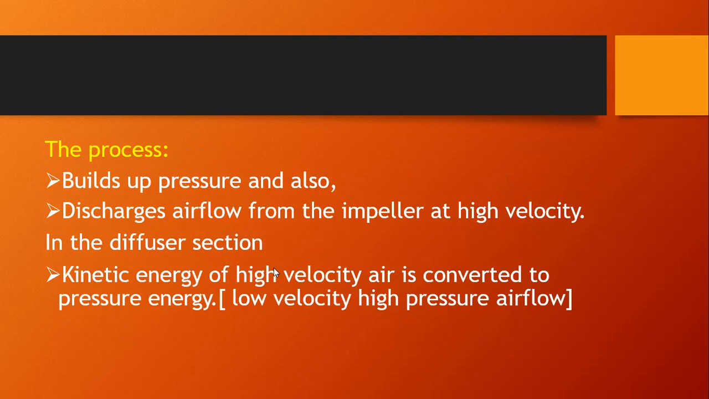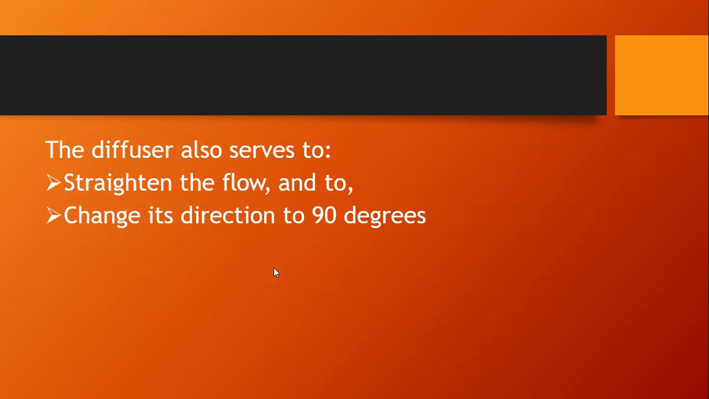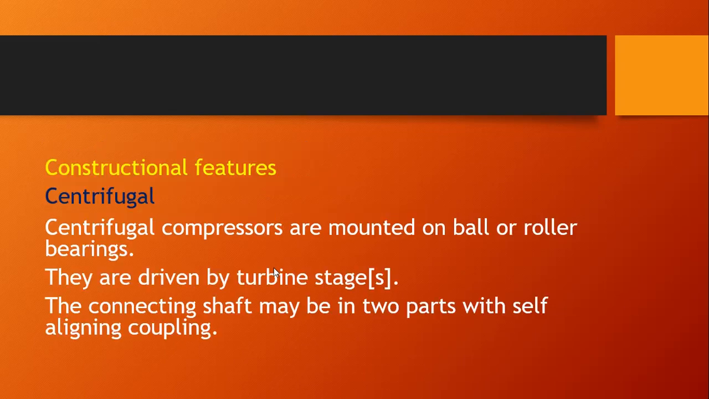Okay, in the diffuser section, kinetic energy of high velocity air is converted to pressure energy. So it loses the high velocity to be low velocity and it gains pressure. A diffuser also does another thing: straightening the flow and changing its direction by 90 degrees.